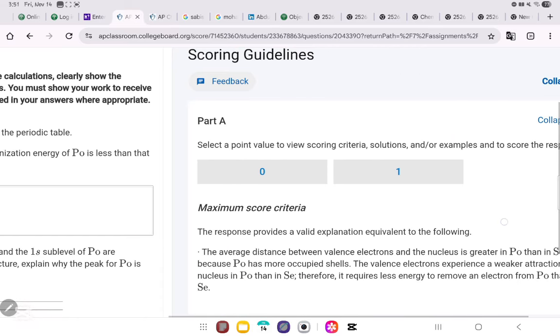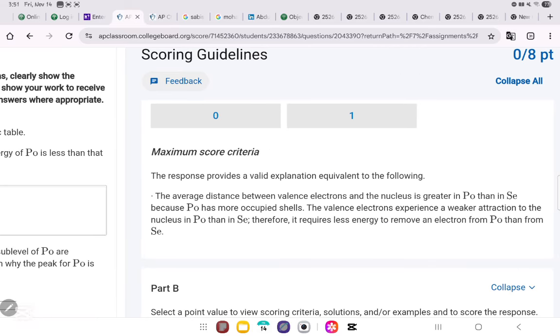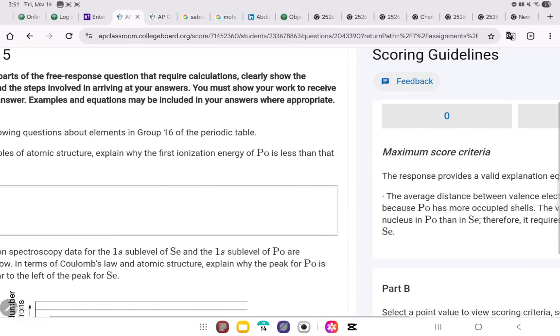They said the average distance between valence electrons and the nucleus is greater in Po than Se because Po has more occupied shells. The valence electrons experience a weaker attraction to the nucleus. Oh, I forgot to mention this important part, that the valence electrons experience a weaker attraction to the nucleus in Po than in Se, therefore it requires less energy to remove an electron from Po than Se. We'll move on to part B.